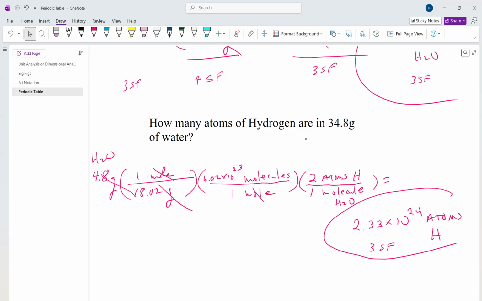This 2 doesn't count and the 1 isn't counting. The 1 mole, the 2 atoms. Good point. Why does the 2 atoms not count? It's infinite because it's exactly 2. It's not measured. Good question.